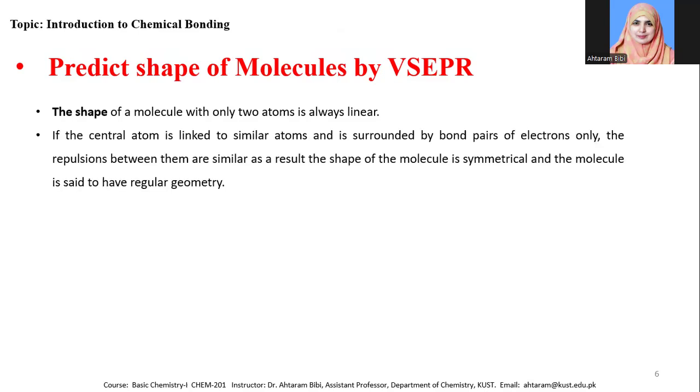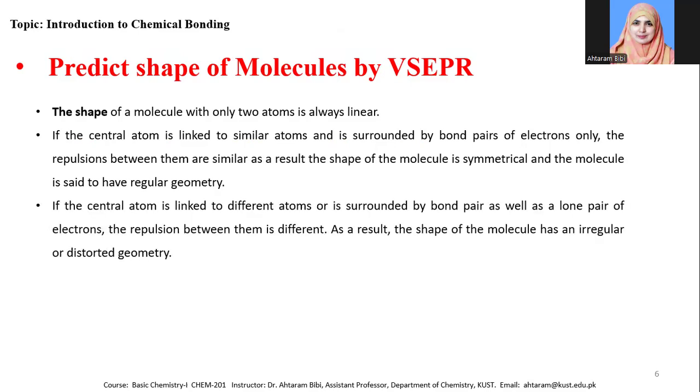If the central atom is linked to similar atoms and is surrounded by bond pairs of electrons only, the repulsion between them is similar. As a result, the shape of the molecule is symmetrical and the molecule is said to have regular geometry, as we can see in the structure of the methane molecule. If the central atom is linked to different atoms and is surrounded by bond pairs as well as lone pairs of electrons, the repulsion between them is different.